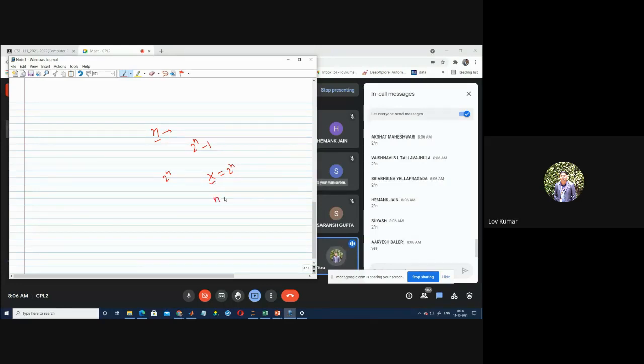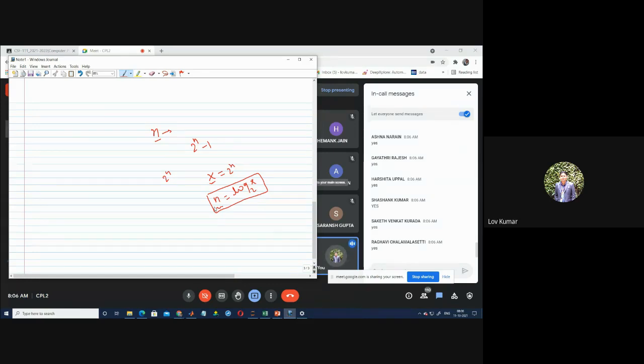Can we write n equal to log x base 2? Taking the log on both sides, we simply write n equal to log x base 2. This means if we are going to calculate the number of bits required to generate x addresses, we can use the formula n equal to log x base 2. We are talking about a number of addresses, which is always an integer. We cannot take a real number.